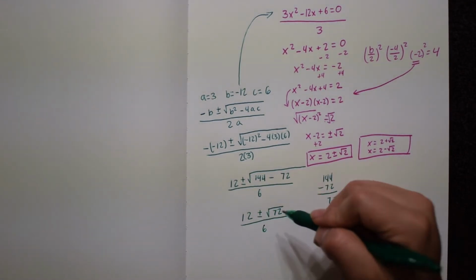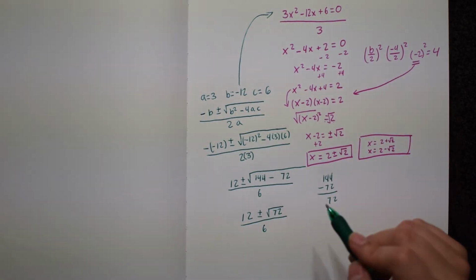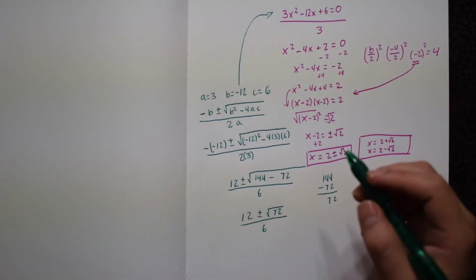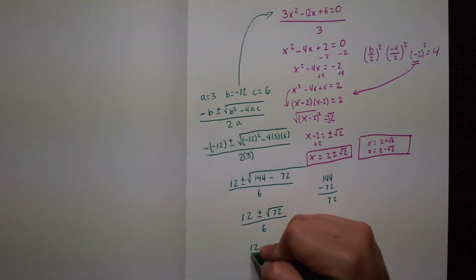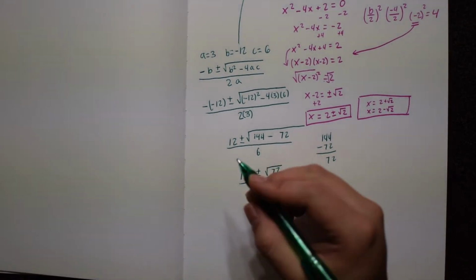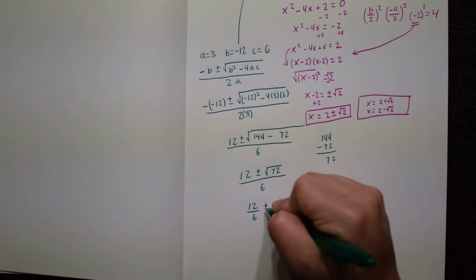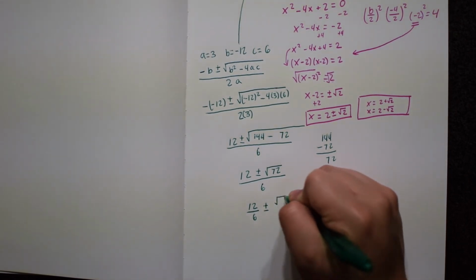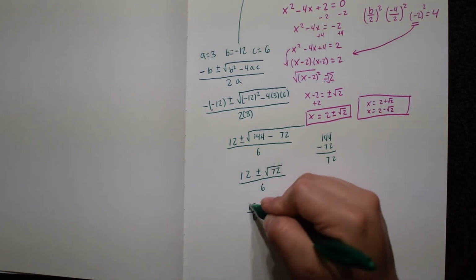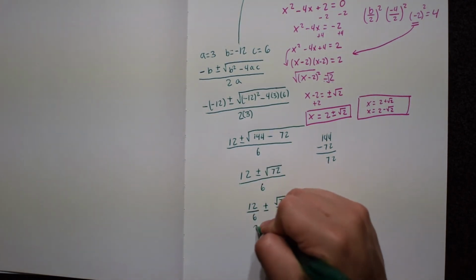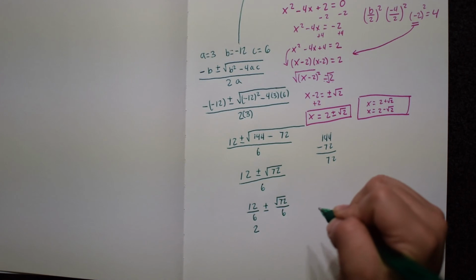Now this takes a little bit of simplifying because we didn't factor out, or we didn't divide by 3 on both sides at the beginning, but it's definitely doable. In this case, I'm going to actually separate my two fractions. I'm going to do 12 divided by 6 plus or minus the square root of 72 divided by 6. So here what I get is obviously 2. 12 divided by 6 is just 2.